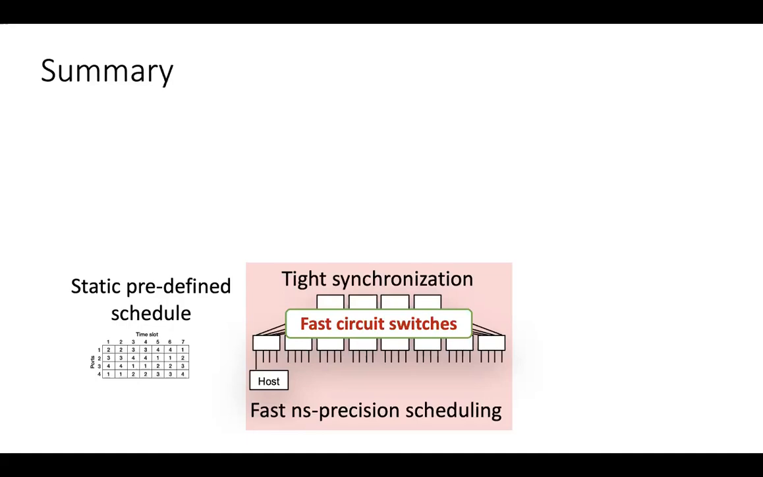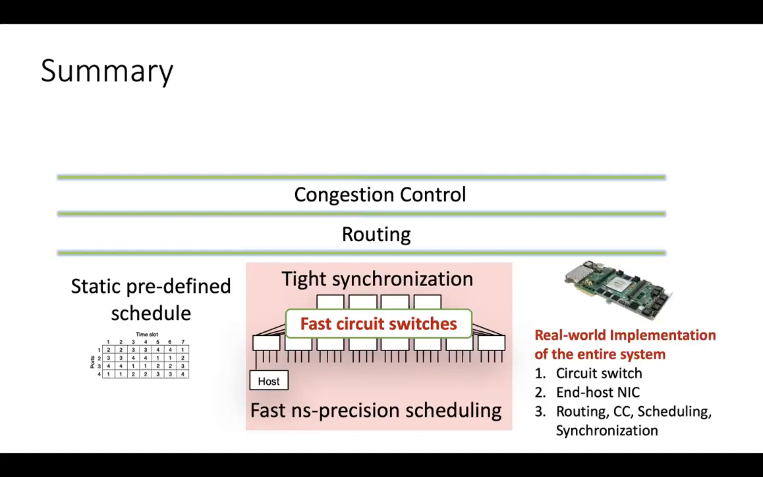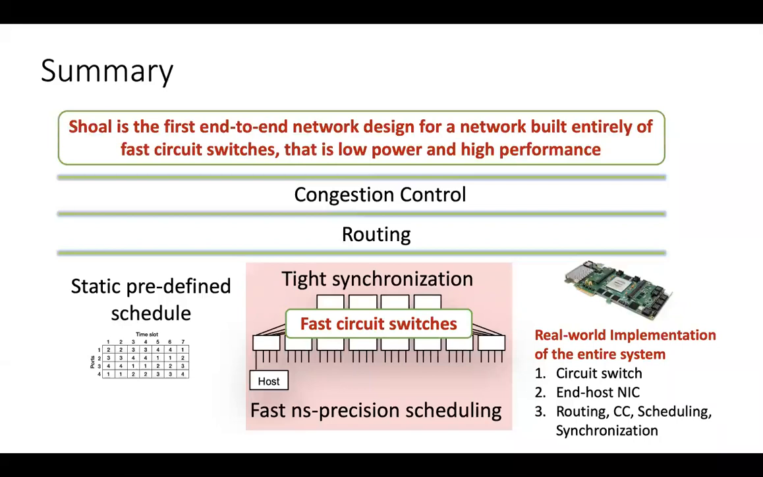On top of this physical network, Shoal proposes a routing algorithm and a congestion control algorithm, using which we show that the entire network can achieve very high performance. And we give a real-world implementation of the entire system, which includes implementation of the circuit switch, the end host NIC, and all the algorithms on top, which is the routing algorithm, congestion control, scheduling, and time synchronization. So to put all this together, Shoal is the first end-to-end network design for a network that is built entirely out of fast circuit switches and is shown to be low power and high performance. And the reason why I find this work extremely exciting is because there is actually a bigger picture here.